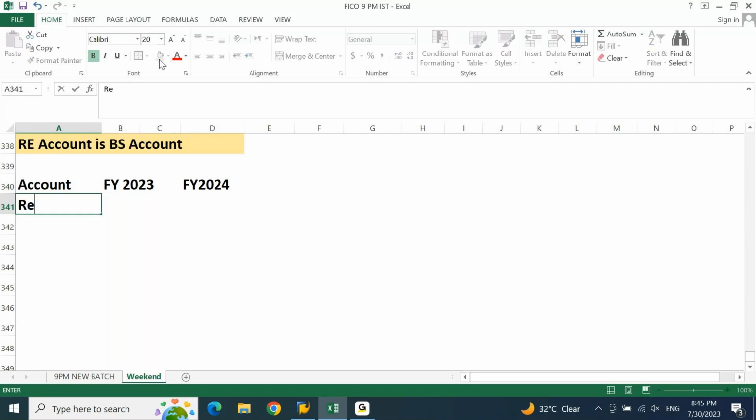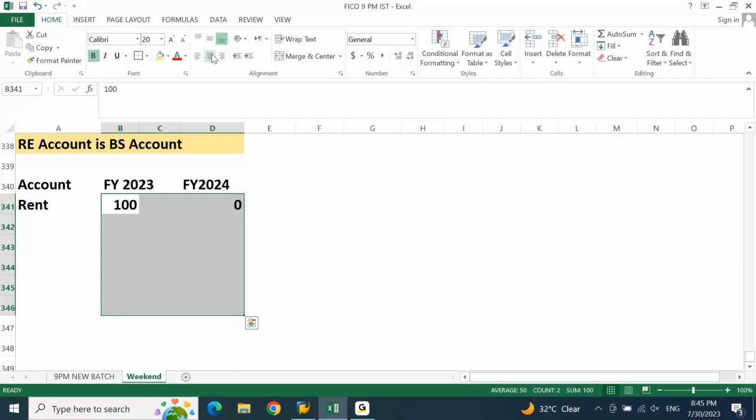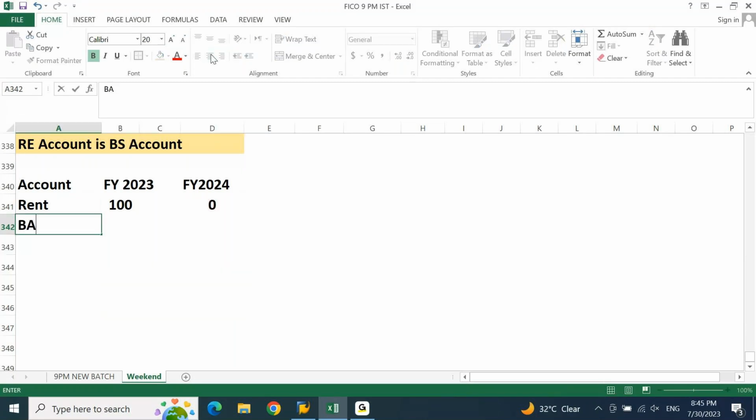Let's say if I put rent, 2023 is 100, in 24 it will be 100 or 0? Zero. Rent is a P&L account, so this will be 0, because it will be carried forward to the retained earnings account, not to the same account. If I mention bank, this is my 100. Will this be 100? Yes, 100, because it's a balance sheet item.